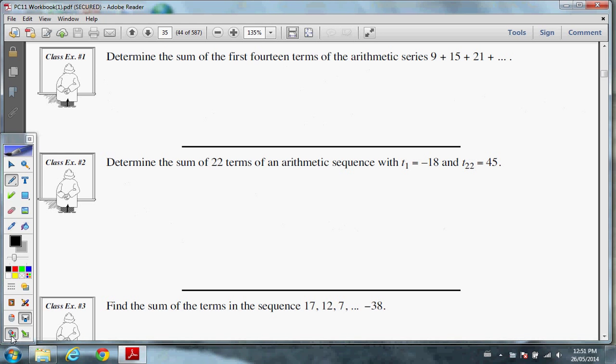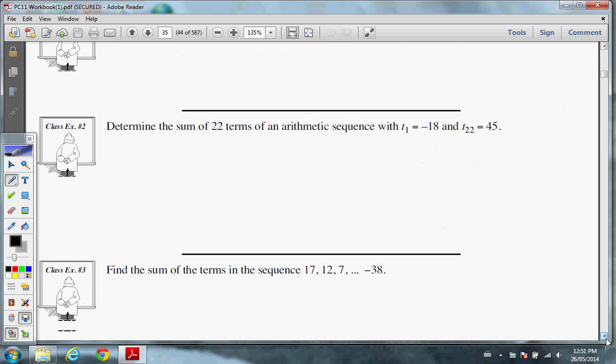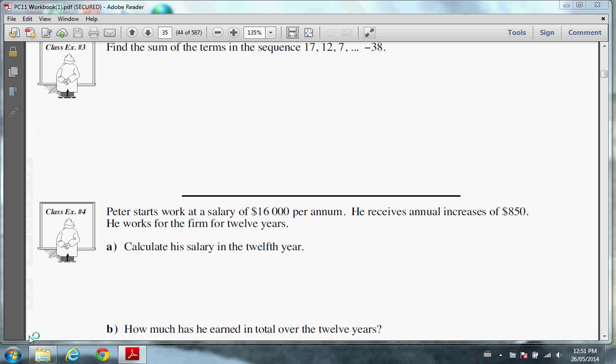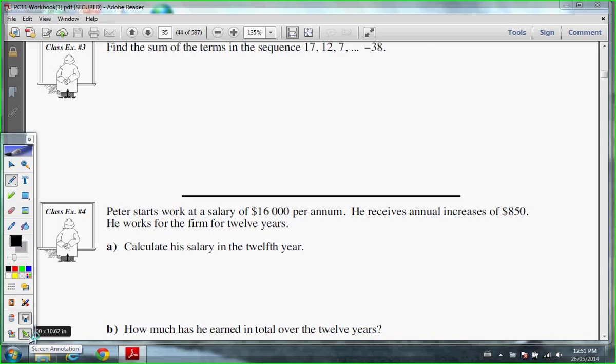All right, we got 3 and 4 here. We'll do 3 first. 3. Find the sum of the terms of sequence 17, 12, 7, negative 38. What's the issue here that we haven't had yet? What's wrong? Well, yeah, we're decreasing, but do we know what term negative 38 is? That's the issue. So you still have to go back to stuff I've already taught you, and we have to figure out what this is.